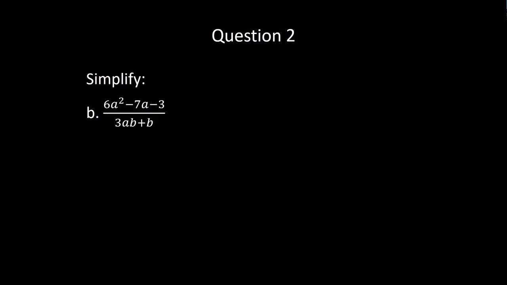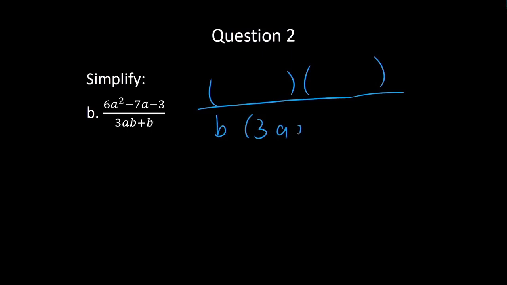Once again, in question 2, we are going to use factorizing to help us simplify this fraction, because what we're going to end up with is brackets of terms that we can hopefully divide through with a common factor. My numerator is 6a squared minus 7a minus 3. You can factorize this either by using trial and error or the method of grouping I've shown you before. In the denominator, we can take out a common factor of b, so we get 3a plus 1.